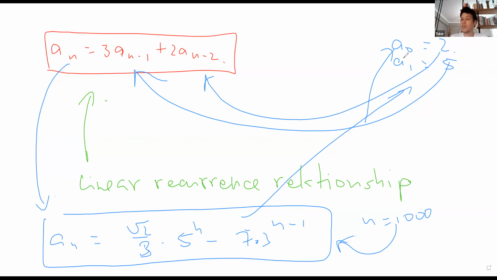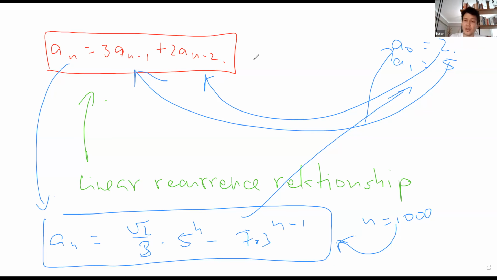But if they ask you the 1 millionth term or the billionth term, obviously you're not going to write down a billion numbers and try to compute them one by one. You'd want to use some formula like this, where you just plug in n equals a billion, and then you calculate, and then you get something. So this is kind of the main idea.